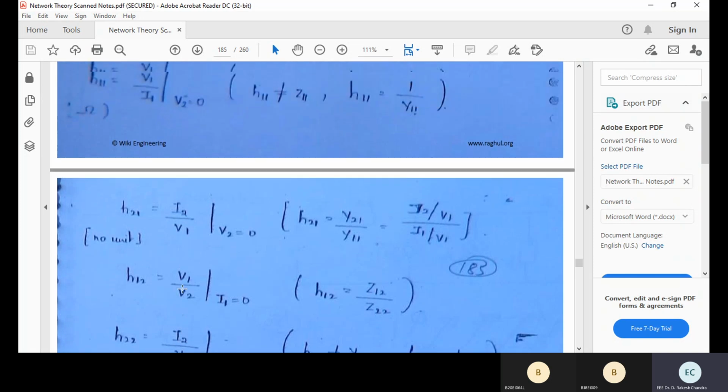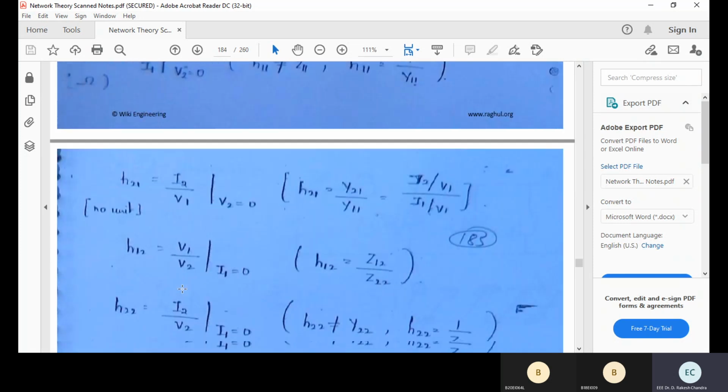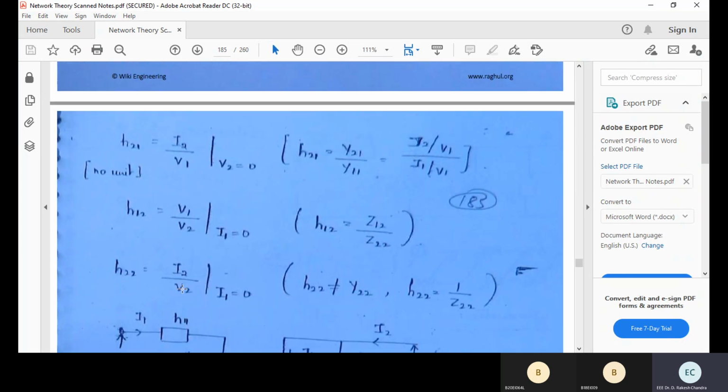So what do you understand? At one instant you are making the voltage 0, and at another instant you are making the current 0. Two instants: at once the voltage may be 0, at once the current may be 0. Generally, in the Z parameters we only make it open, and in the Y parameters we only make it short.